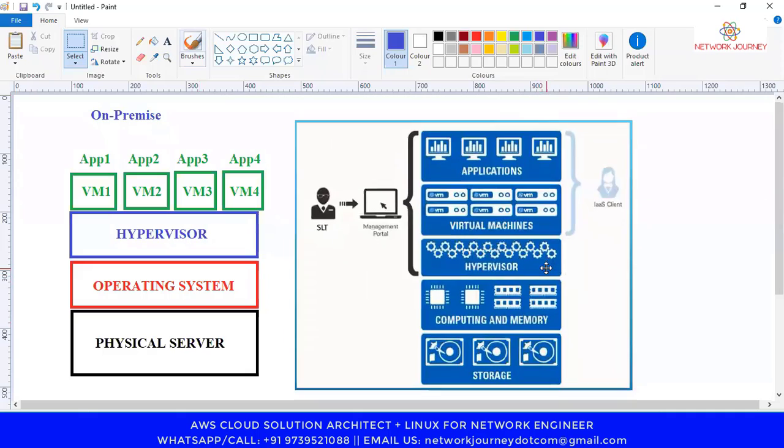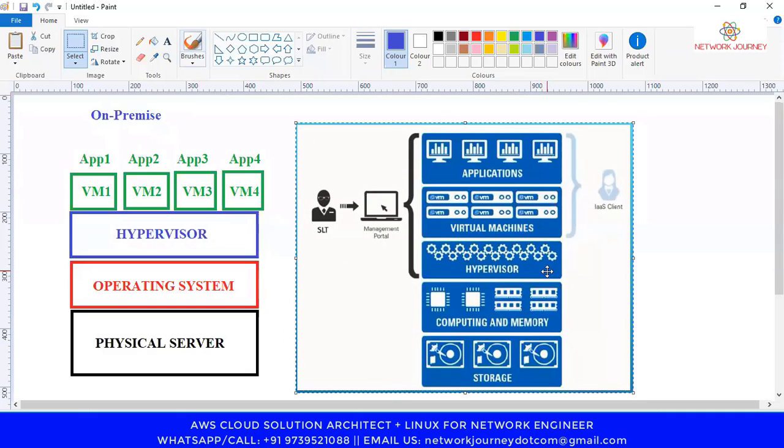So what you can understand is that there is some computing, memory, and physical hardware, as I said. On top of that, the hypervisor is there, on top of that the virtualization is there, and on top of that your running application. The same in the case of on-premise: if it is on-premise, you should manage all the things.